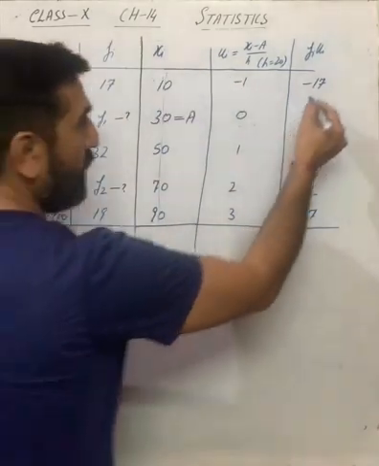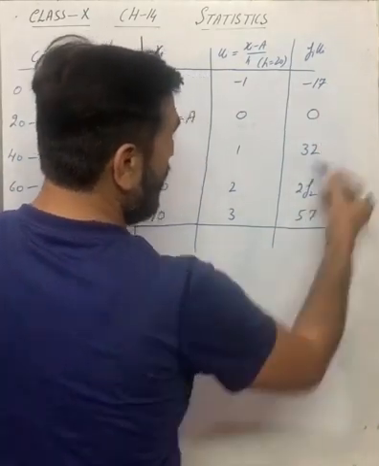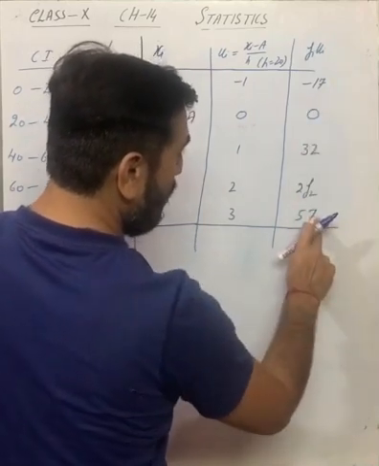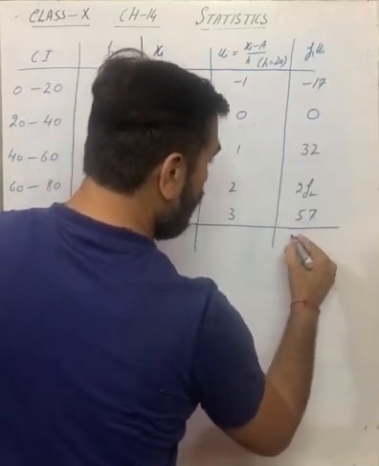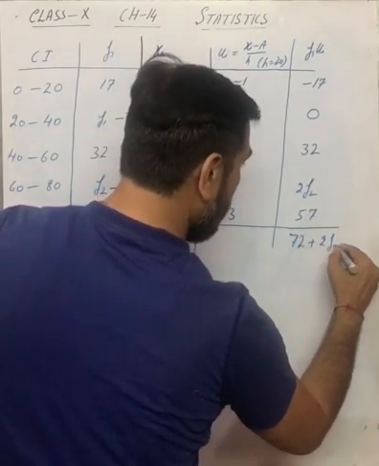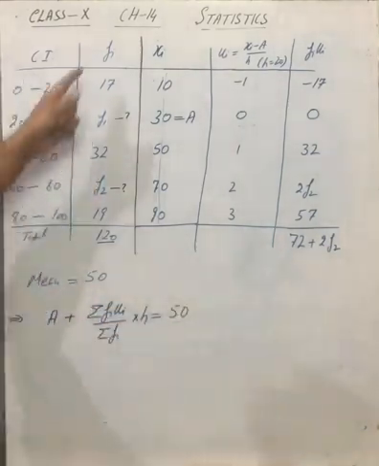Now add these: minus 17, 32, 2f2 and 57. If I calculate all these, minus 17 plus 57 is 40. 40 and 32 gives you 72, plus this term will remain as it is, 2f2. So this is fi ui and this is fi.